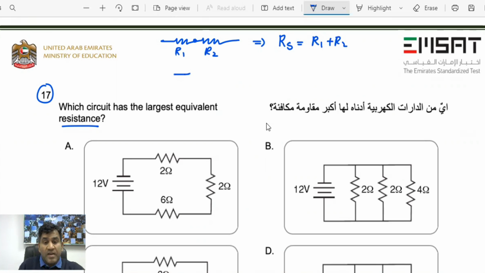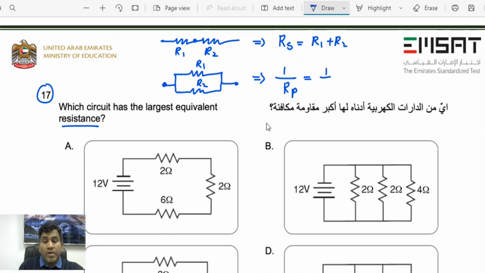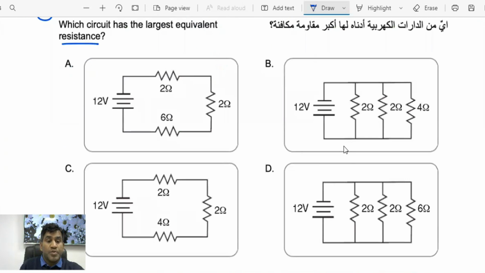But when the resistors are connected in parallel, what is parallel? All the terminals of the resistors are connected to one common point. These are the parallel combinations. If this is R1 and R2, what will be the net resistance in parallel? 1 divided by Rp equals 1 by R1 plus 1 by R2. This is the formula, and it will be given. Now let's use it to see which one gives the largest equivalent resistance. Let's go with the options.